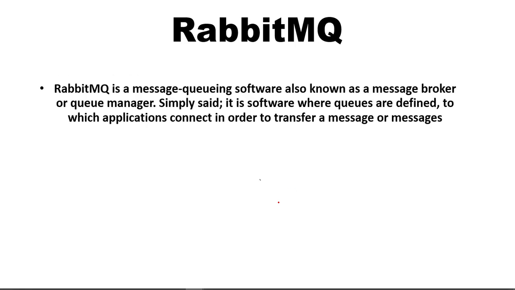The first thing, what is RabbitMQ? RabbitMQ is a messaging queue software, also known as a message broker or queue manager. Simply said, it is a software where queues are defined to which applications connect in order to transfer a message or messages. If you haven't understood, don't be worried. It's a software that manages the queue and helps us transfer messages from one application to another application. This is simple.